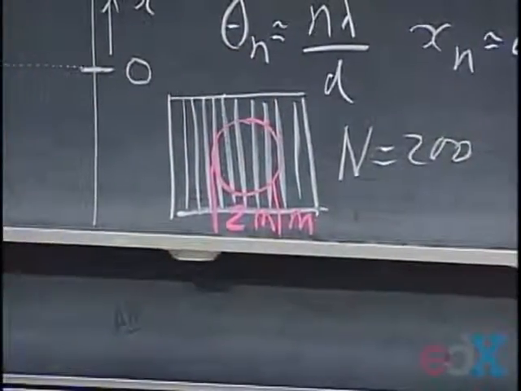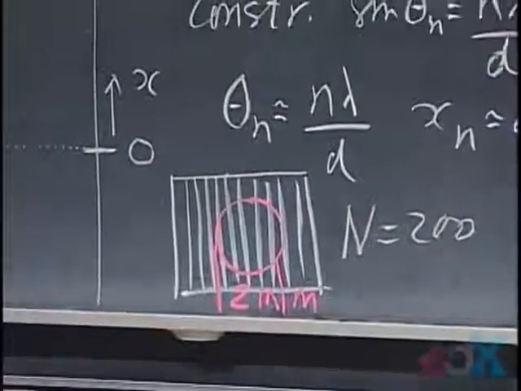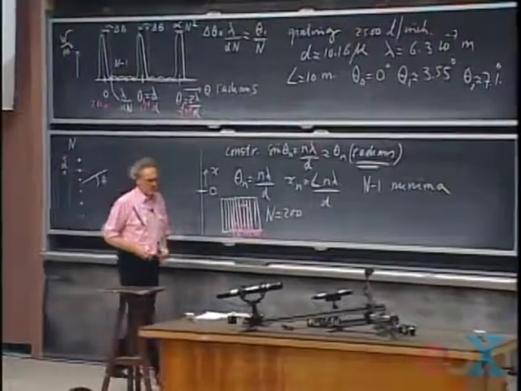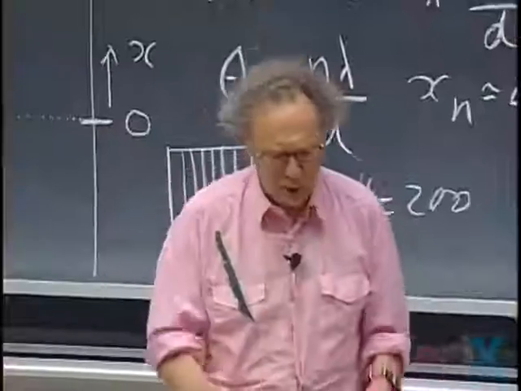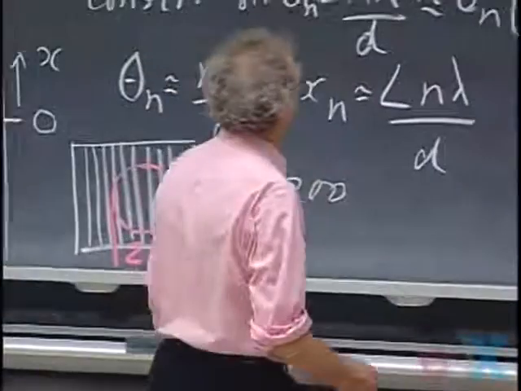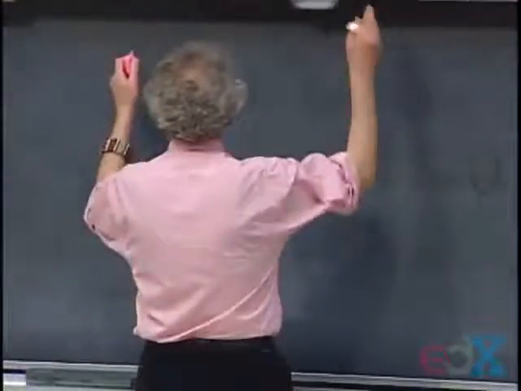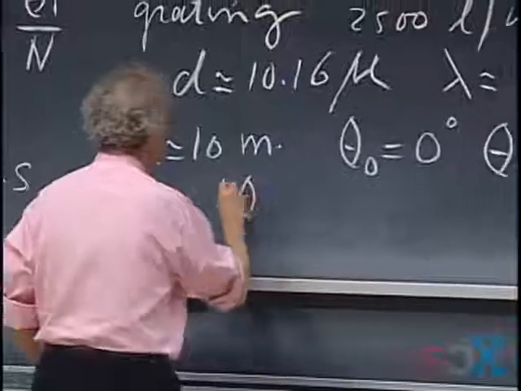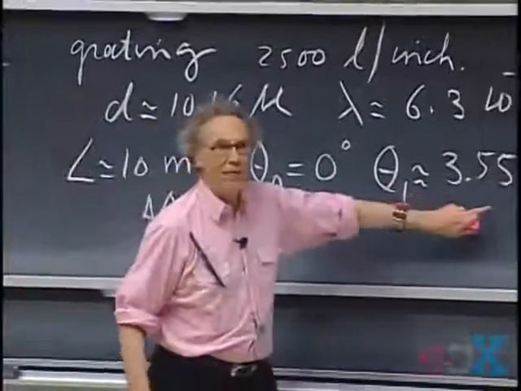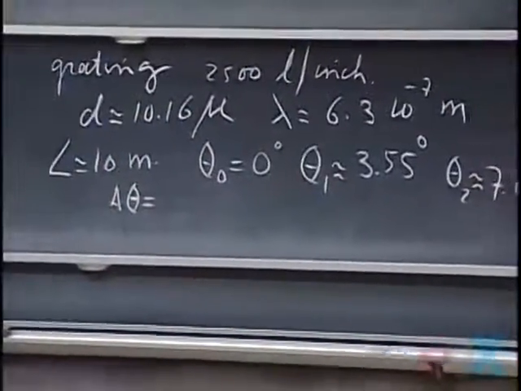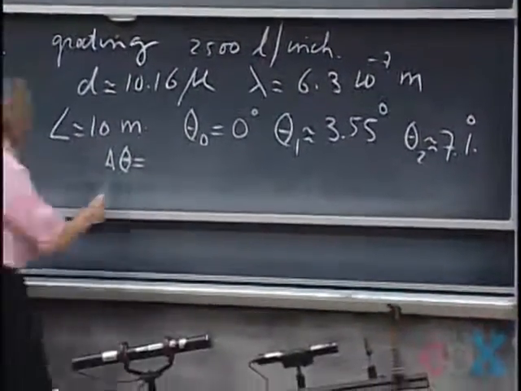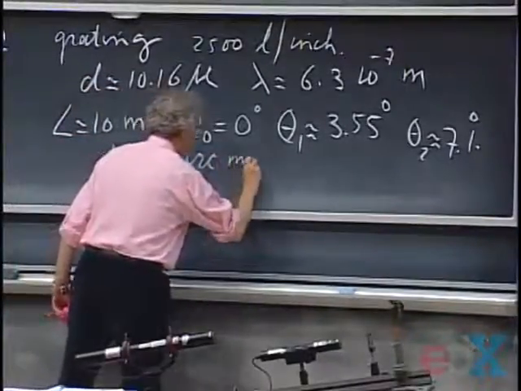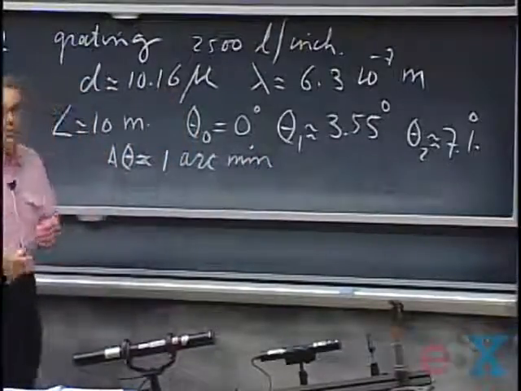And if I have 200 lines, I can now calculate how wide that line is going to be, because this factor of n enters into it here. If I express that in terms of the angle delta theta, then delta theta is the 3.55 degrees divided by 200. And that's an extremely small angle. That angle is approximately 1 arc minute, which is 60 times smaller than 1 degree.